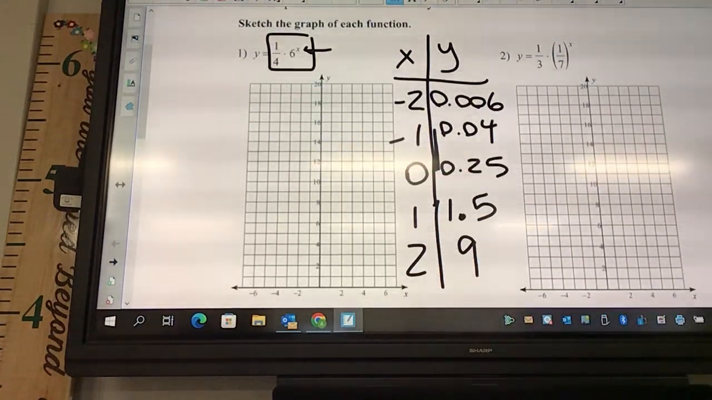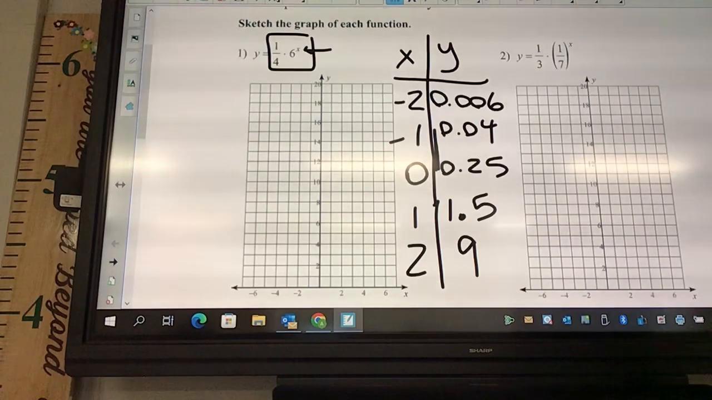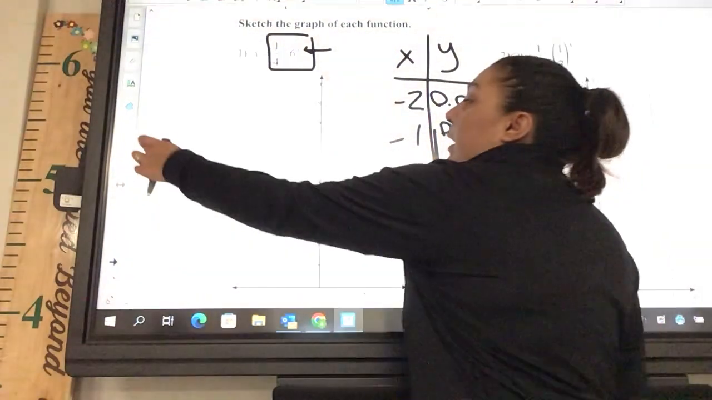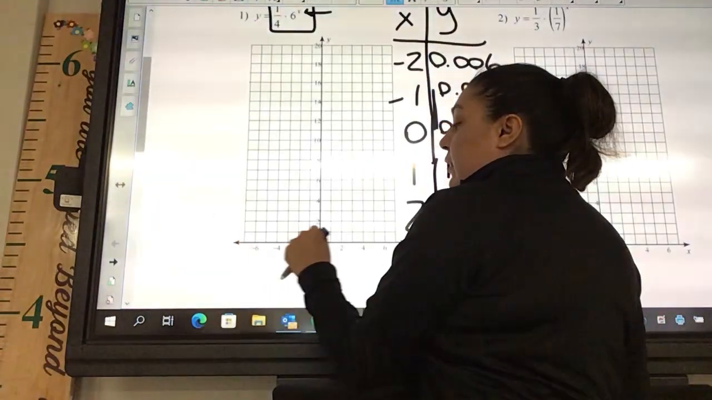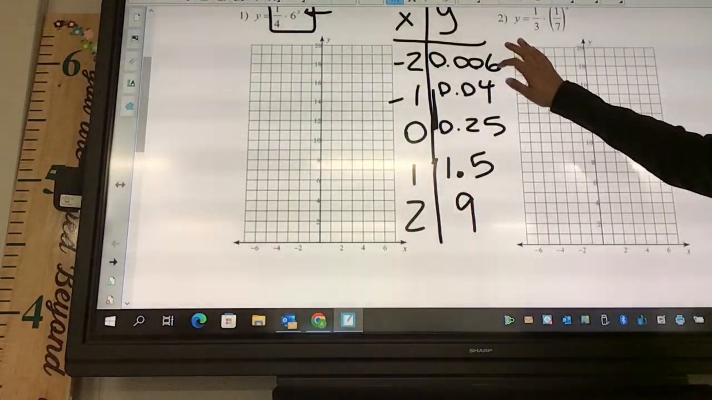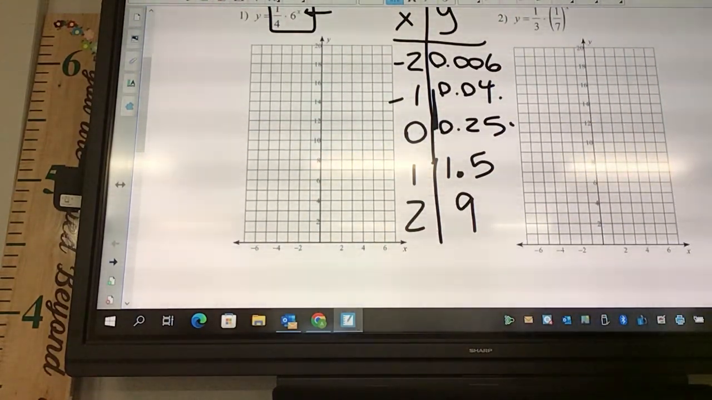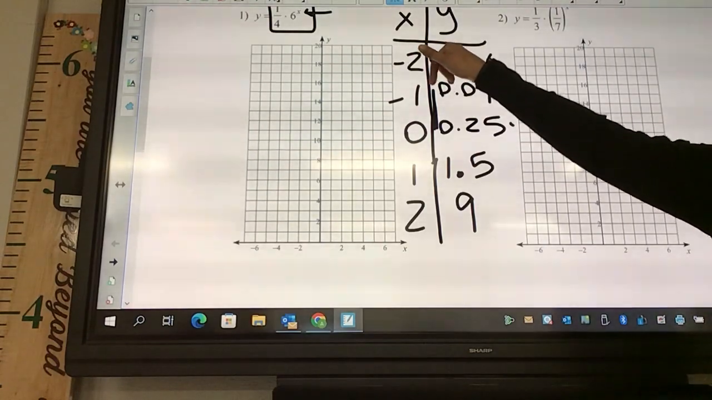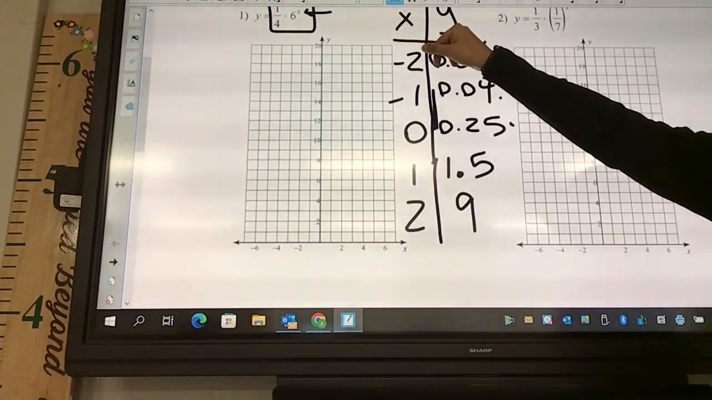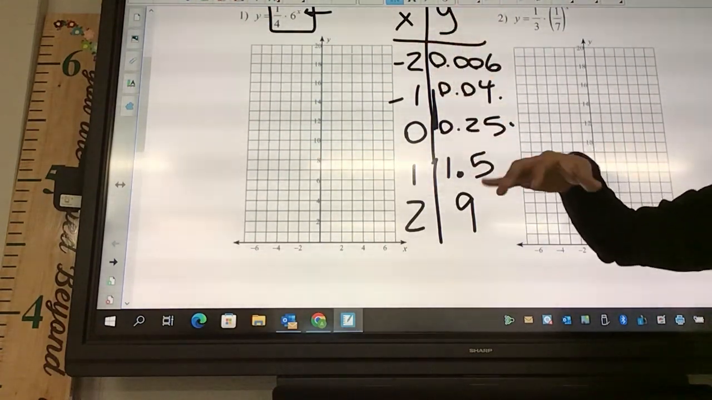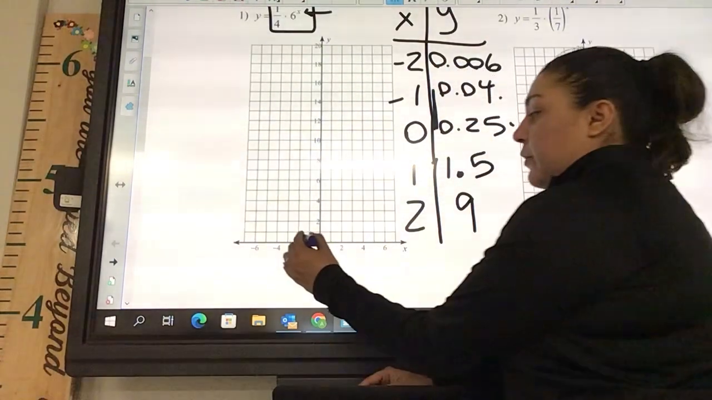Now when you go to graph this, it gets kind of tricky because anything that's under this line is under 1, and we see that this is under 1, under 1, under 1. So when you're plotting points, don't copy off me because it's not going to get you anywhere. Obviously I can't plot exactly 0.006, so that's going to be really, really close to 0.